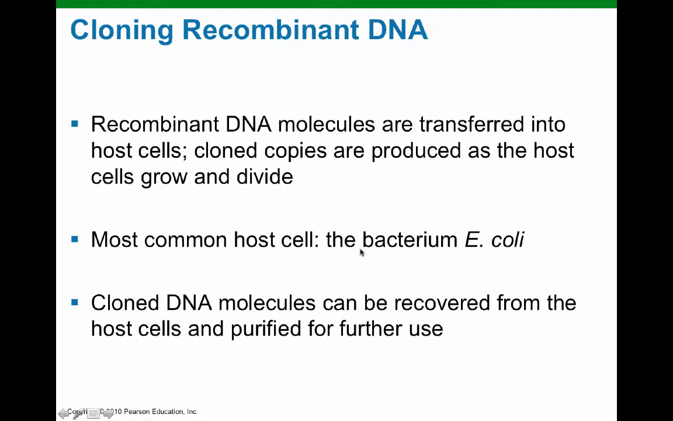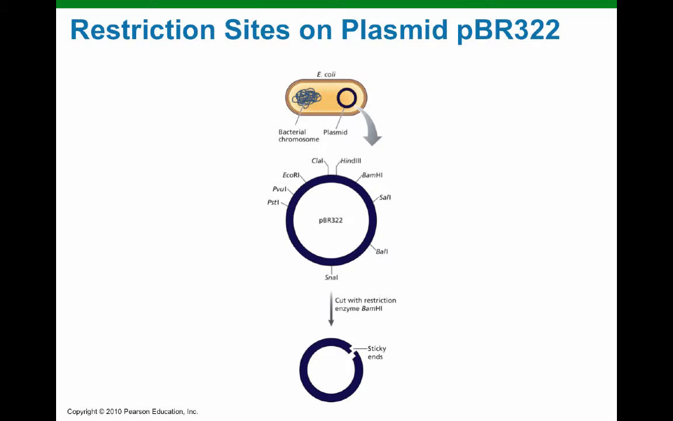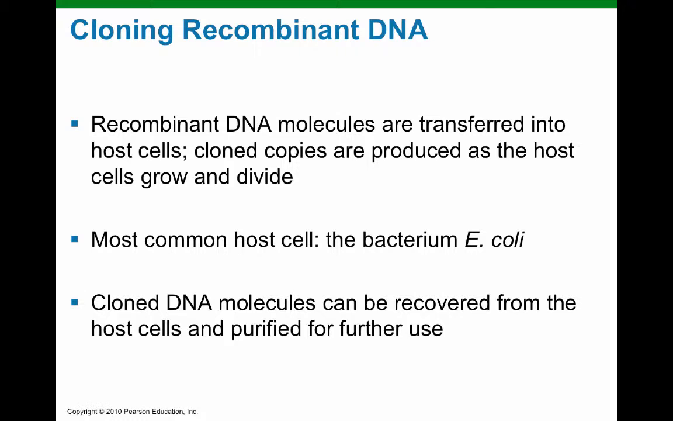But typically the most common host cell that we'll use is E. coli because it's very easy to culture in the lab. And after we introduce that cloned piece of DNA into E. coli, it can be recovered from the host cells and purified for further use. So that insulin gene that I mentioned before, we could introduce into this plasmid at a specific restriction enzyme site, introduce the plasmid into the bacterial cell, grow the bacterial cells, and what happens is that the genes on the plasmid will be expressed, so insulin will be expressed, and we can purify it.